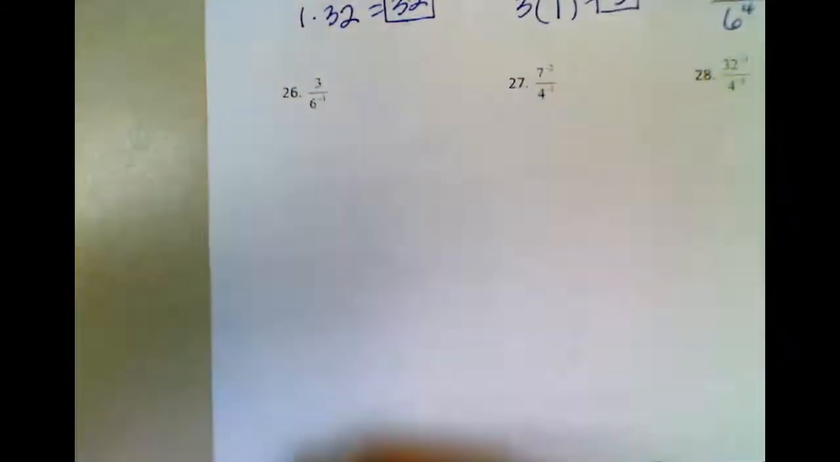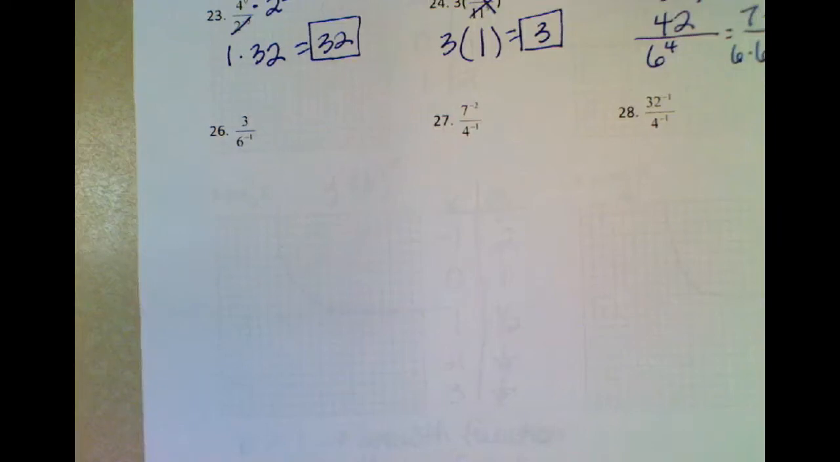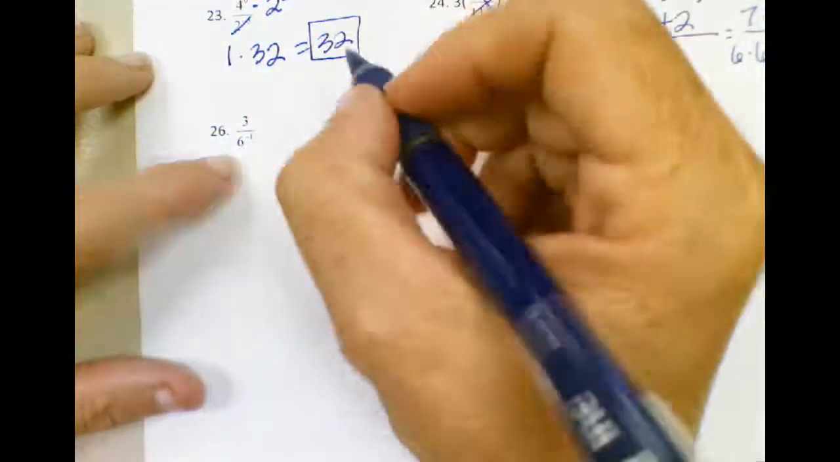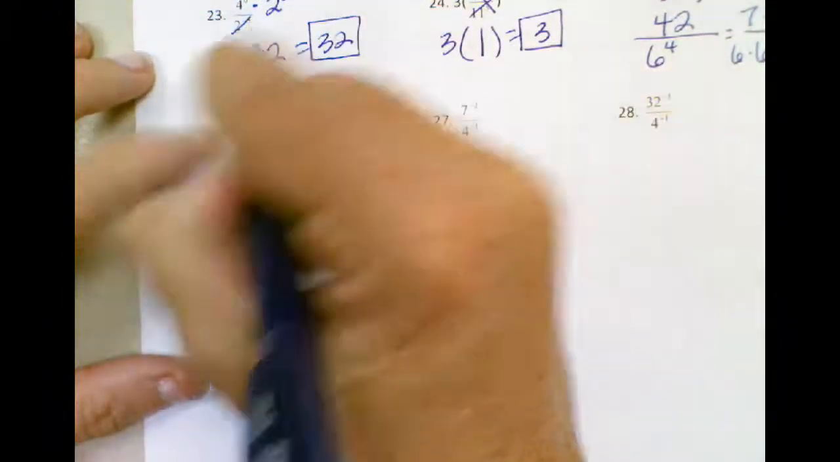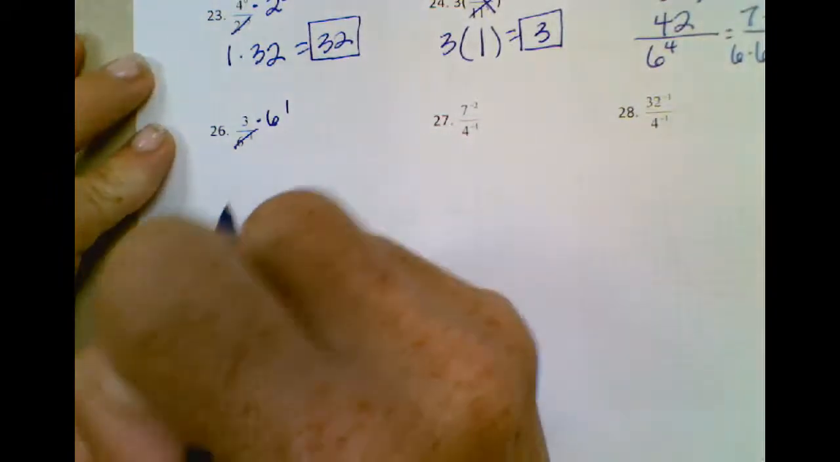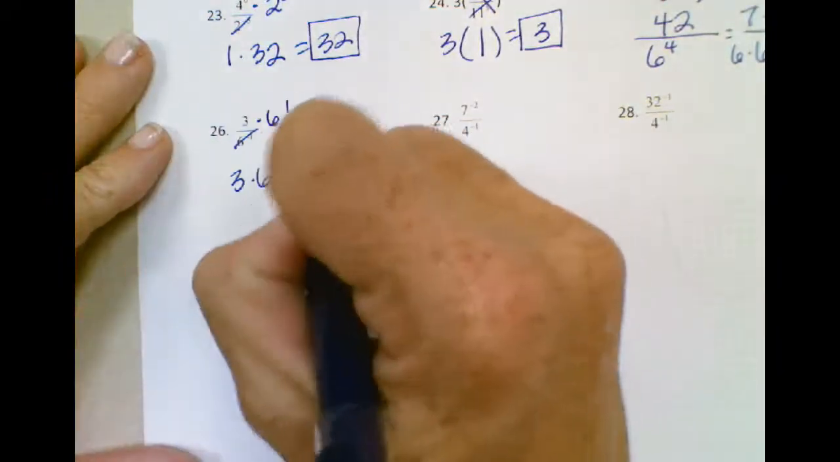Okay, try the last 3 on your own. Hit pause on your video and then come back and check your work. And now we're back. Okay, so I have 6 to the negative 1st. I'm going to move that to the top and call that 6 to the 1st because those are equivalent amounts. So I have 3 times 6, should have 18.